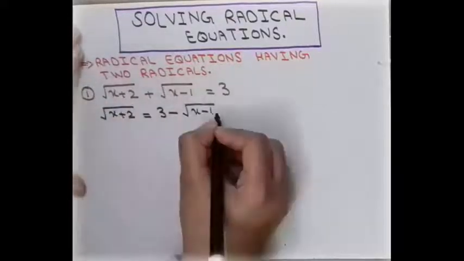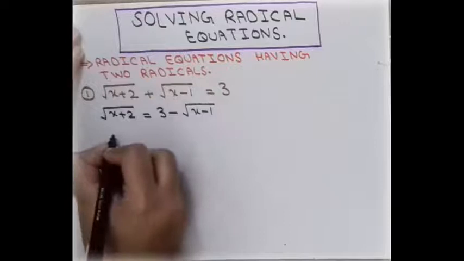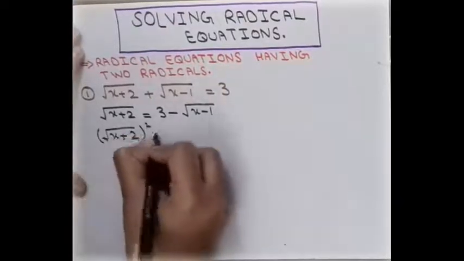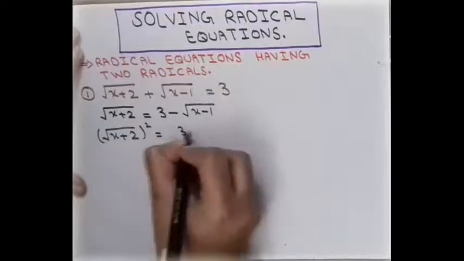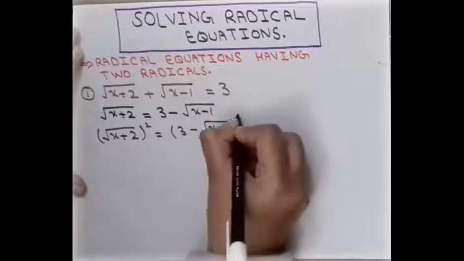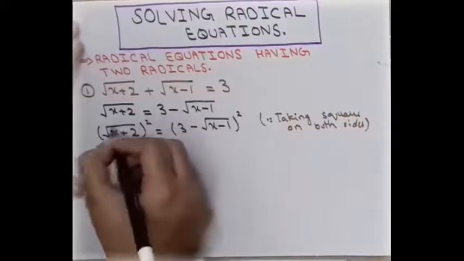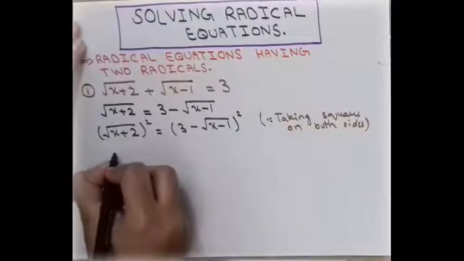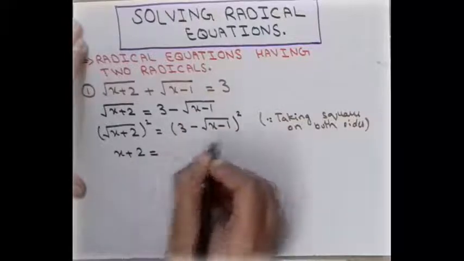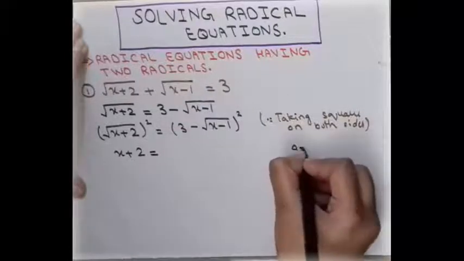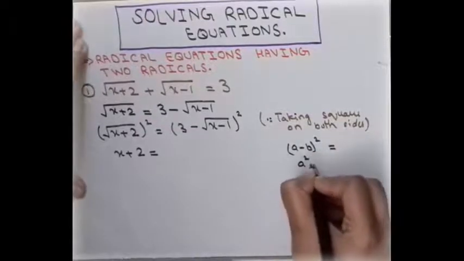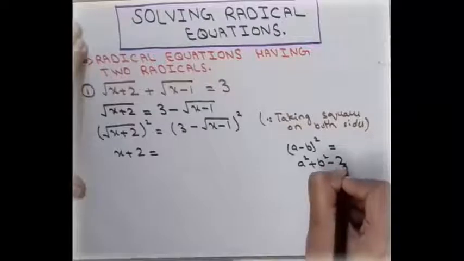The next step is to remove the radical sign. So we take the square on both sides, so x plus 2 under root square, and square the whole term on the other side, 3 minus x minus 1 under root, in square. As this square is cancelled out with this under root, we have x plus 2 which is equal to, and in this form we will open it using the formula (a minus b) square which is equal to a square plus b square minus 2ab.